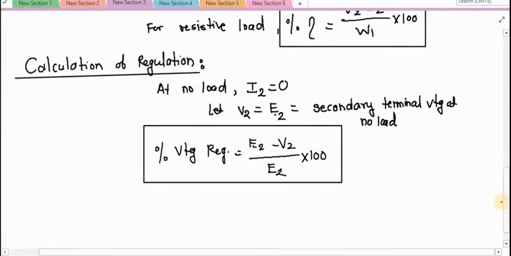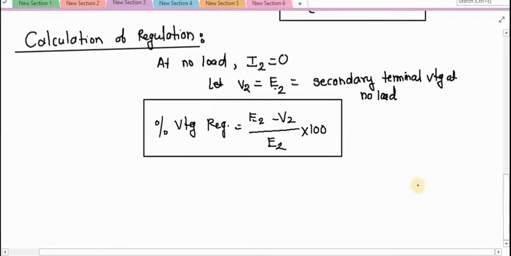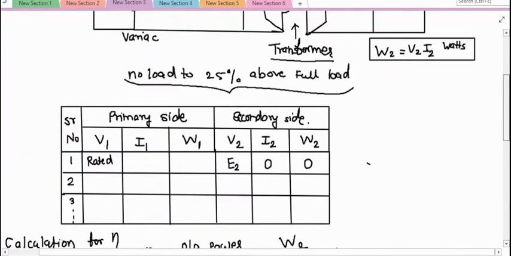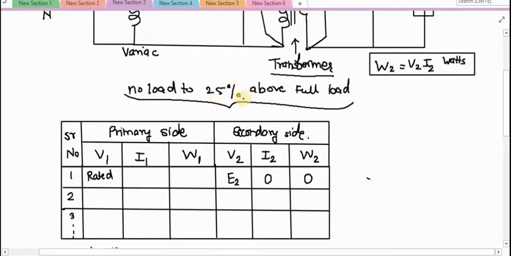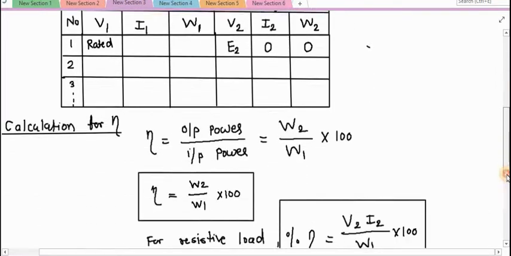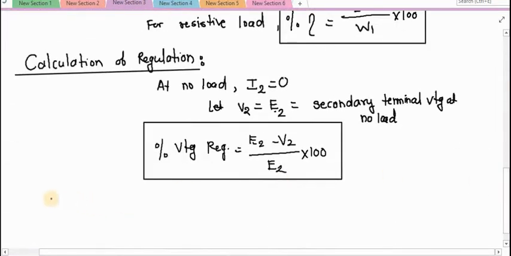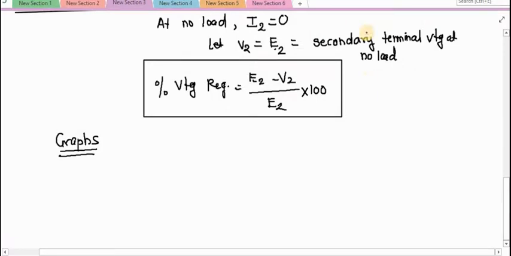So in this way, we calculate the efficiency and regulation for all the readings that we have taken from no load to 25% above the full load. Then we have to plot the graphs. Which graphs do we have to plot? We have to plot two graphs here.